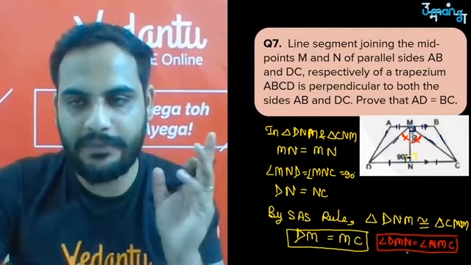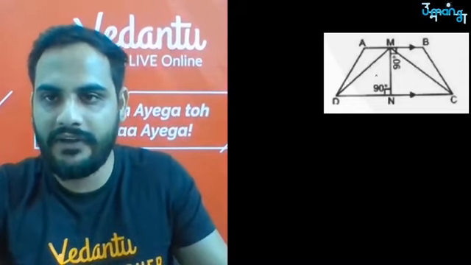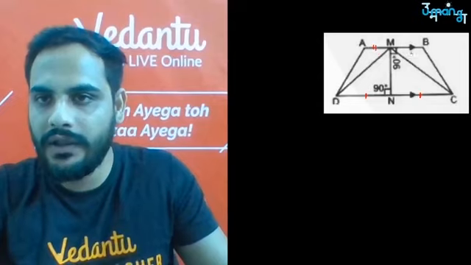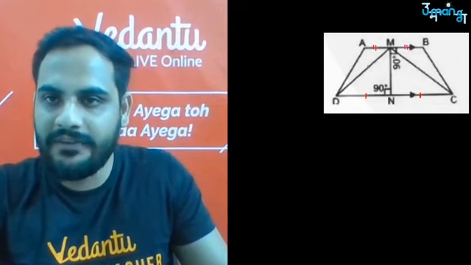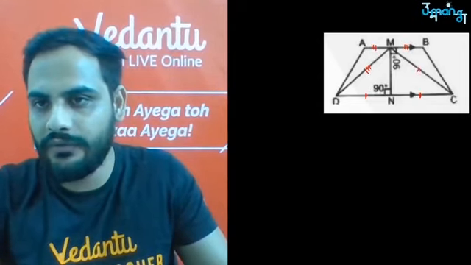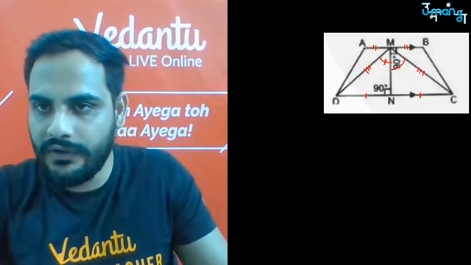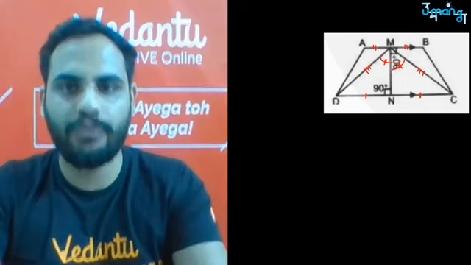So now after CPCT what we have got: earlier we knew that DN and NC are equal, AM and MB are equal. After CPCT we got to know that these two sides are also equal, and these two angles are also equal to each other. Now use a little bit of your mind.